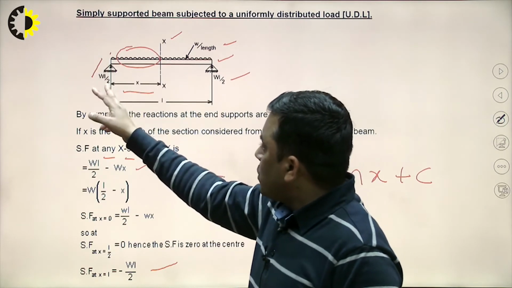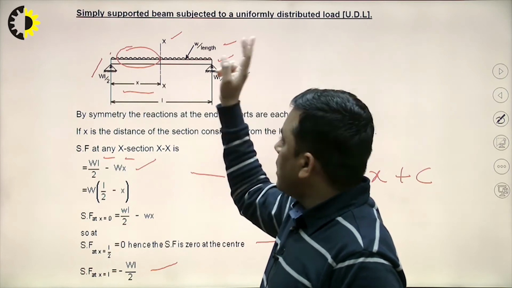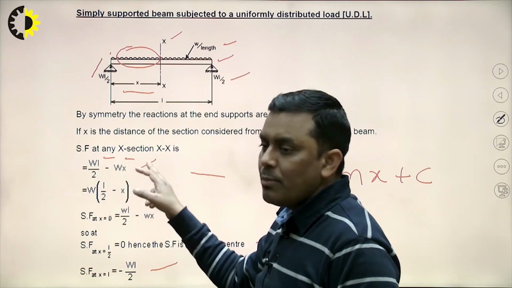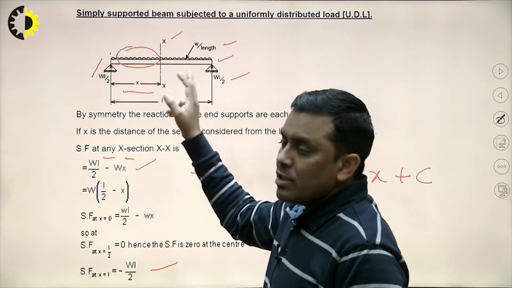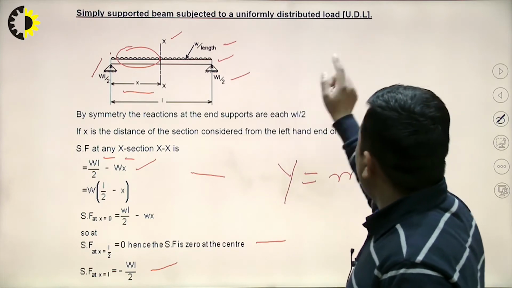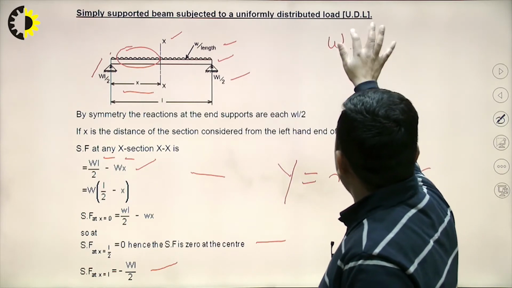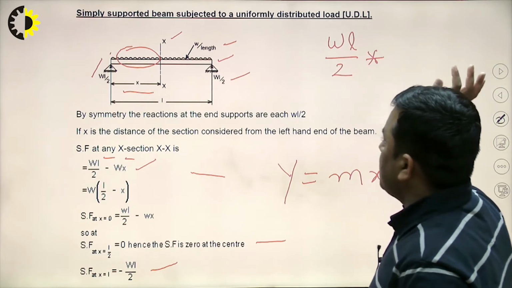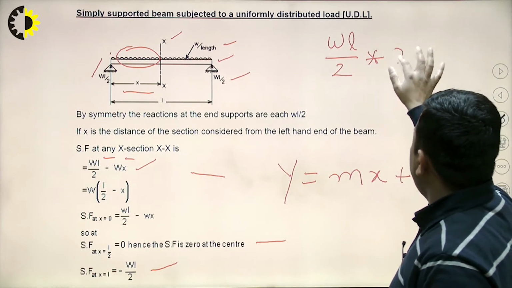WL/2 will cause some rotational tendency about XX, and this Wx will also create some rotational tendency about XX. How much will be the rotational tendency of this WL/2? I am writing WL/2, the support reaction, and its perpendicular distance from the XX plane is x.